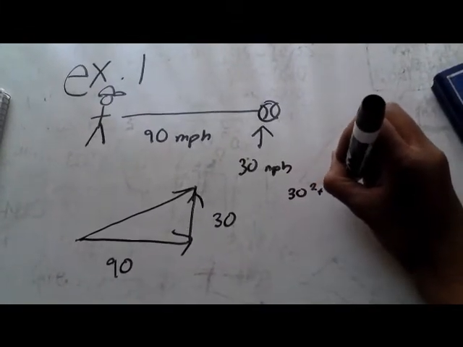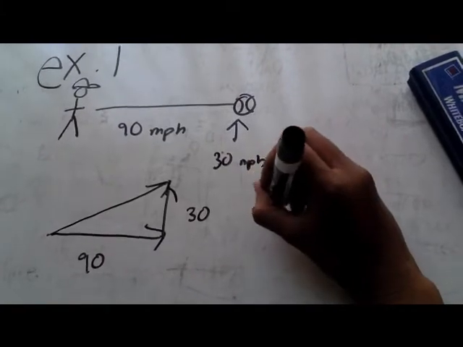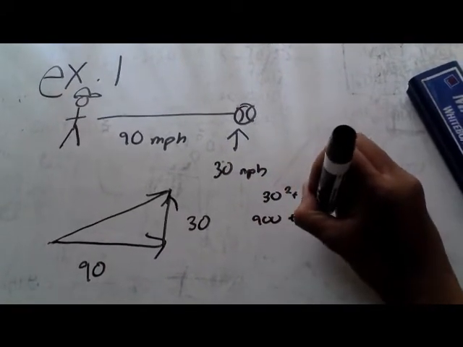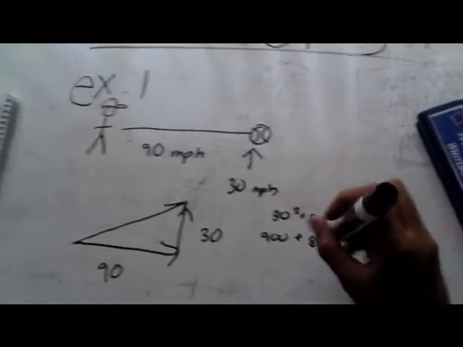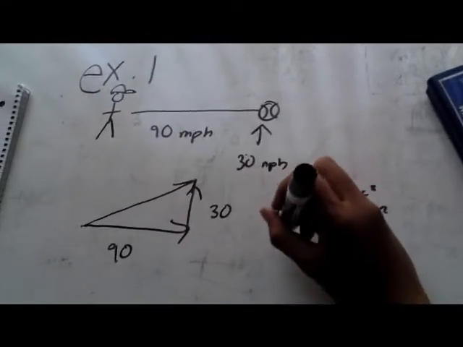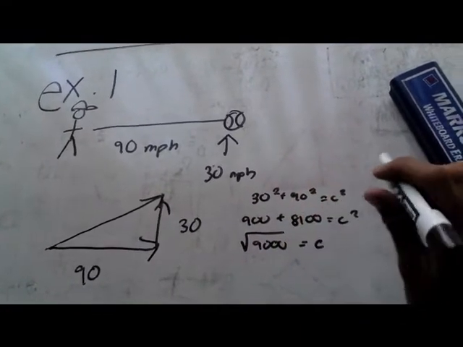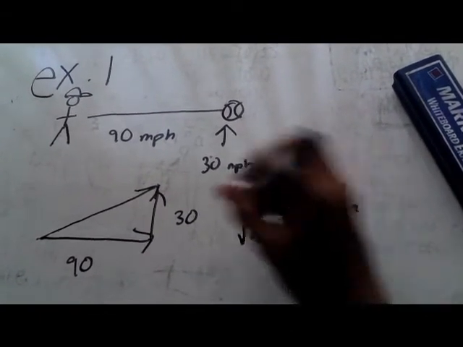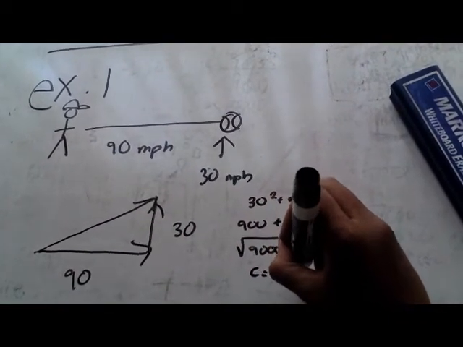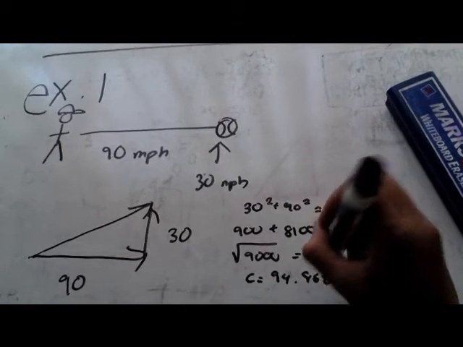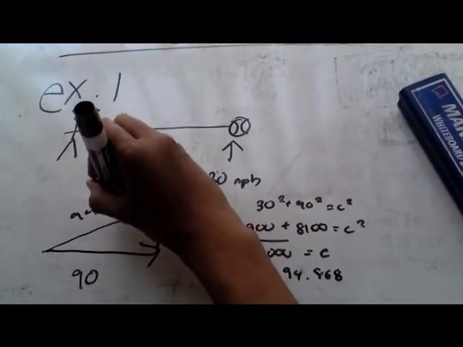Let's start by using the Pythagorean theorem. 30 squared plus 90 squared is equal to c squared. So that's 900 plus 8,100 is equal to c squared. Root 9,000 is equal to c. And if you plug that into your calculator, you should get 94.868. And that's your new magnitude.